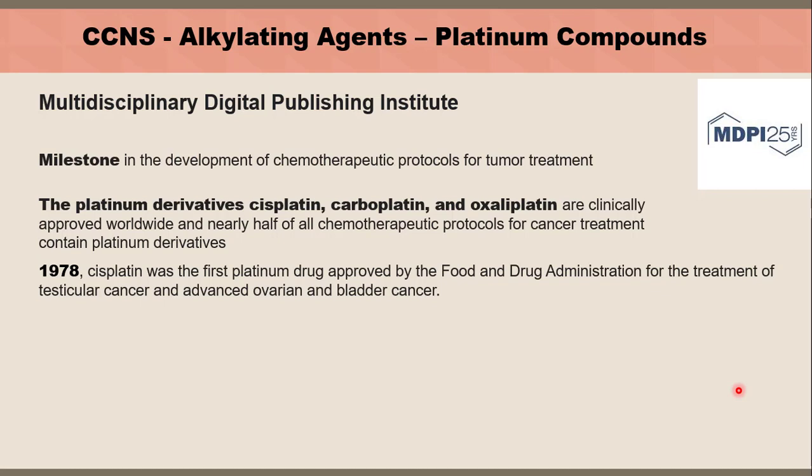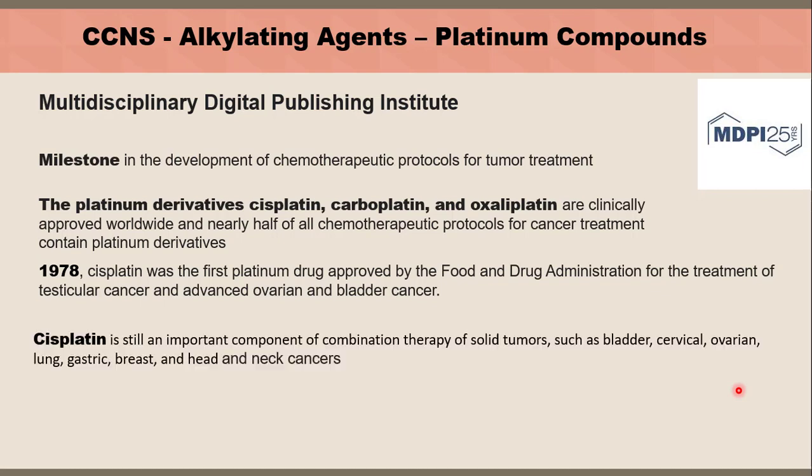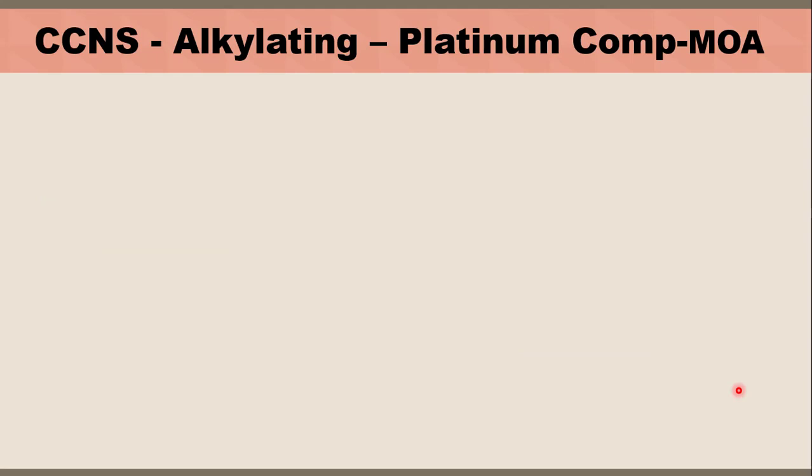In 1978, cisplatin was the first platinum drug approved by the Food and Drug Administration for the treatment of testicular cancer and advanced ovarian and bladder cancer. Cisplatin is still an important component of combination therapy of solid tumors such as bladder, cervical, ovarian, lung, gastric, breast, and head and neck cancers.